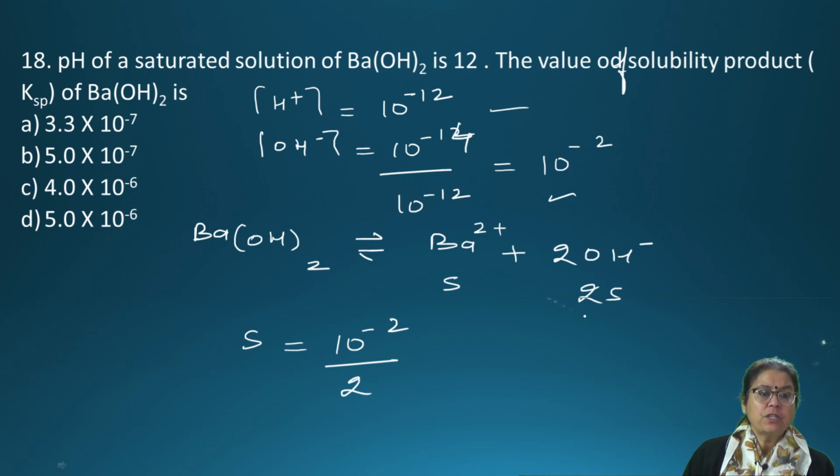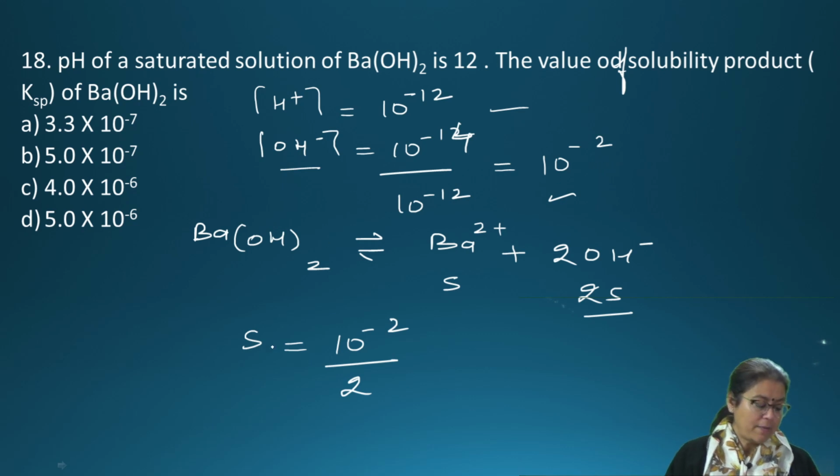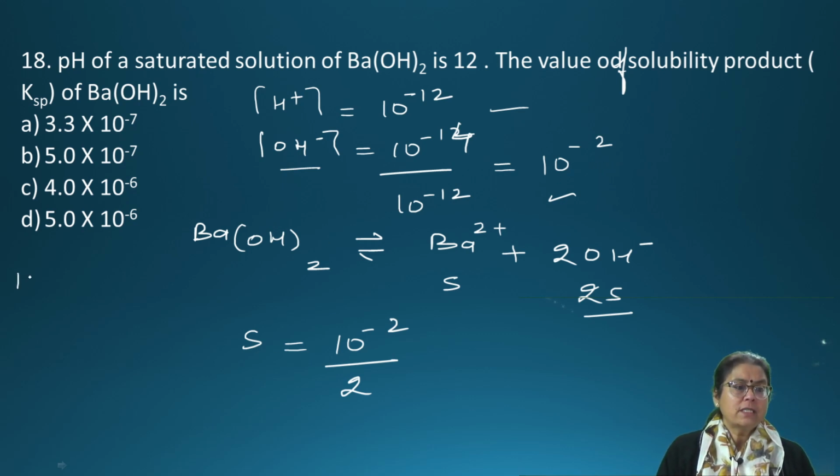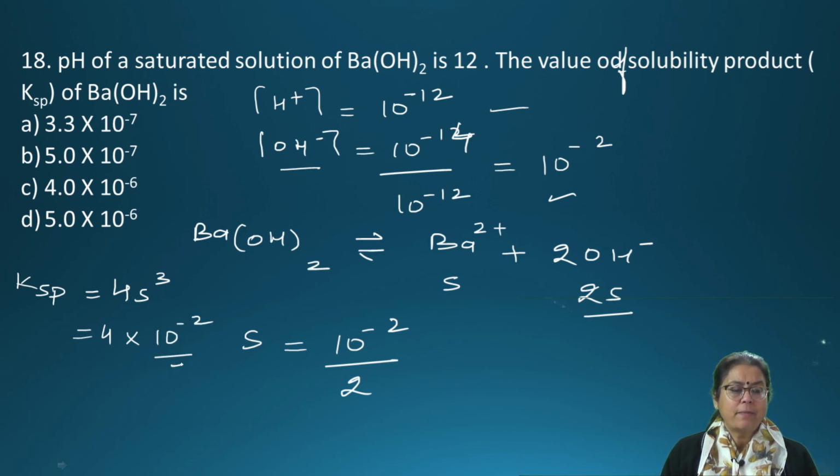क्योंकि concentration इसकी 2S है ना. और ये हमारे पास concentration OH negative की हमने 10 raised to power -2 calculate कर दिया. तो ये हमारे पास S की value आ गई. Then what is KSP? KSP, that will be equal to S into (2S) का square, that is 4S cube. So 4S cube माने 4 into (10 raised to power minus 2 divided by 2) का cube.